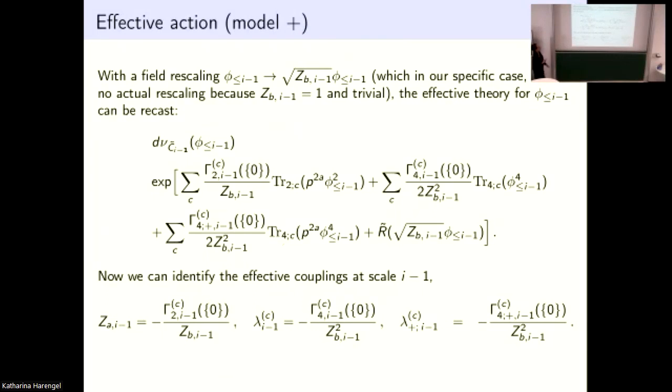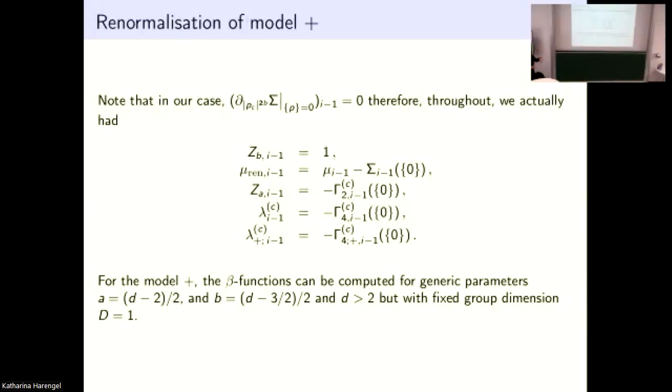It's 1. But still, I write it explicitly, and you can identify all these couplings, which were in our original action also. But then, as I said, if I make the wave function renormalization 1, then I achieve this relationship, basically the renormalization group equation.